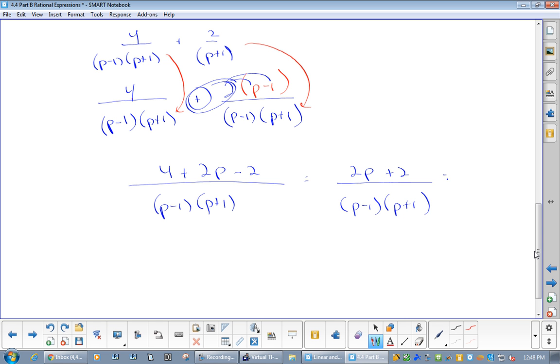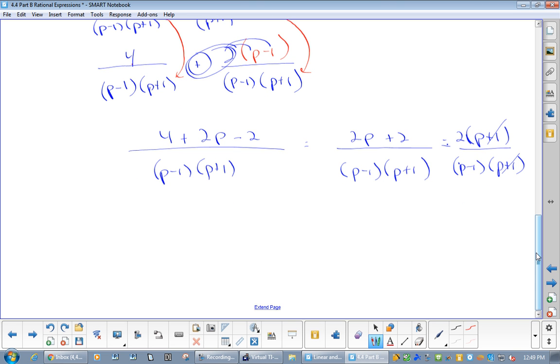Now, if you ever get to a place where you're thinking it's the end, just make sure you can't factor. Can I factor anything out of the top or bottom? Take out a 2, leaving you with p plus 1, all over p minus 1, p plus 1. This will cancel. My 4 and negative 2 became 2. So this will be 2 over p minus 1.